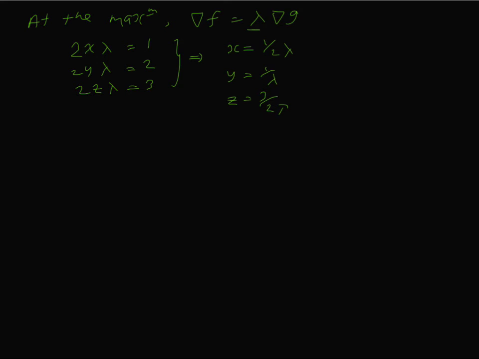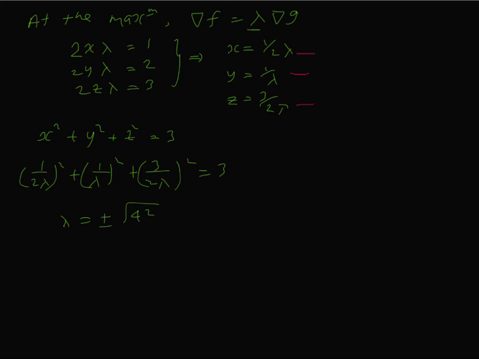Right. Now we can use the equation x squared plus y squared plus z squared equals 3. That is the constraint. So now plug the x, y, z values into this equation. We can write down (1 over 2 lambda) squared plus (1 over lambda) squared plus (3 over 2 lambda) squared equals 3. Solve for lambda. So lambda will be plus or minus square root of 42 over 6.